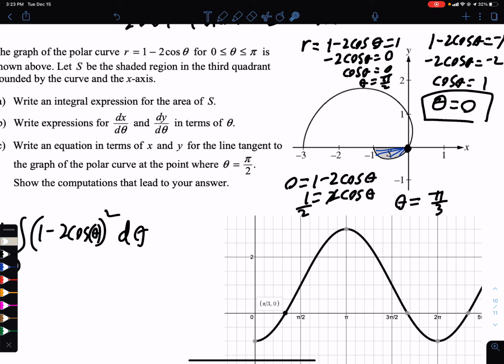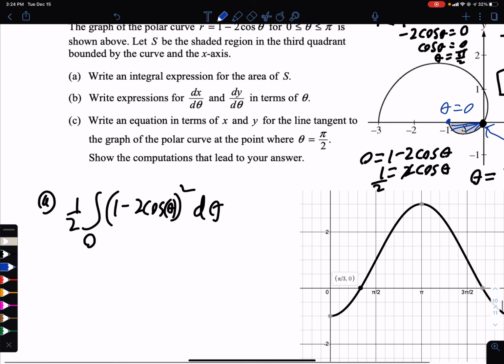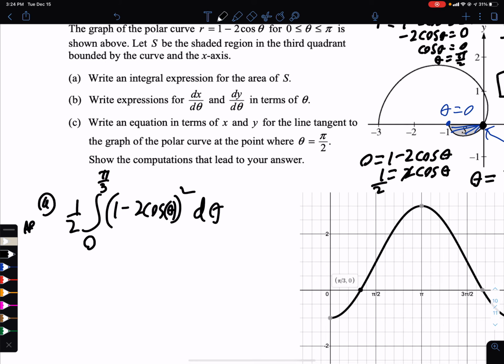So believe it or not, this angle here is going to be pi over 3. And this angle here, that's going to be 0. So I'm going from 0 to pi over 3. There is the answer for part A. Kind of crazy, eh? And that's the area of S. Area of S is that.